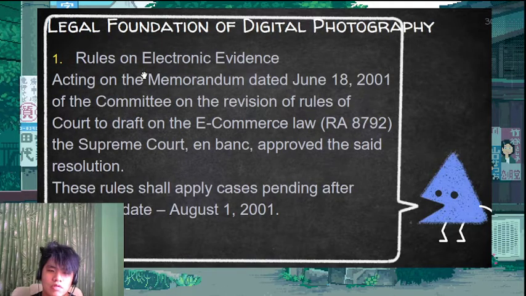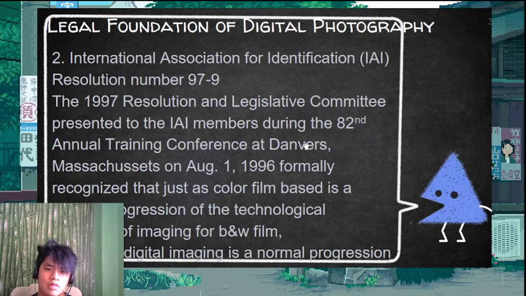So, let's go to the legal foundation of digital photography, the rules on electronic evidence for the digital cameras being used. Under Rule 3 of the e-commerce law, it is admissible subject to the rules of the court, so it is the same as the analog camera, but it is also subject to the court. And according to the International Association for Identification, for color film, it is a normal progression that our film now has color and we now have color prints.